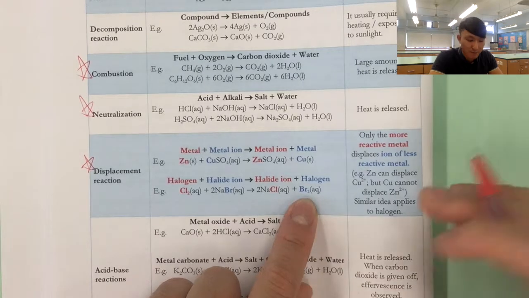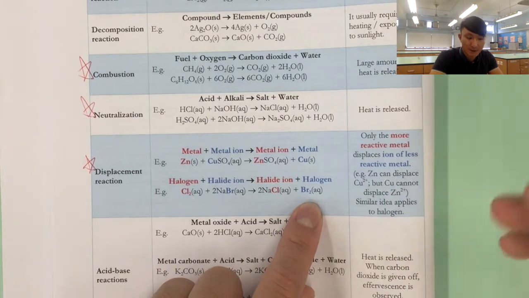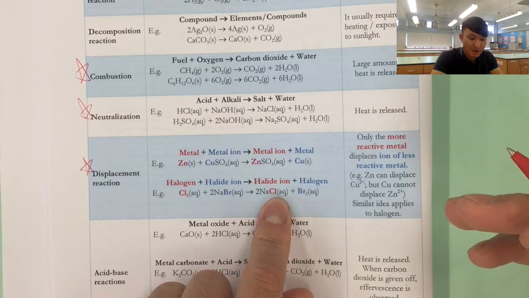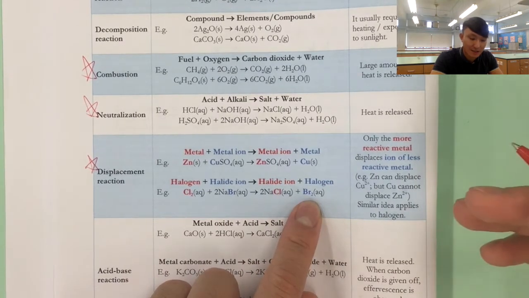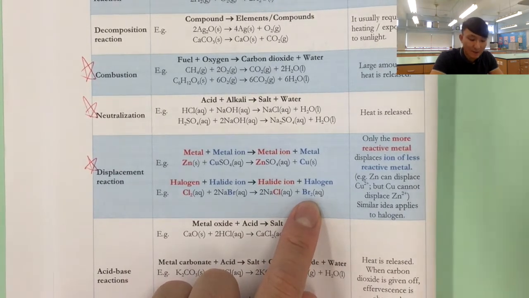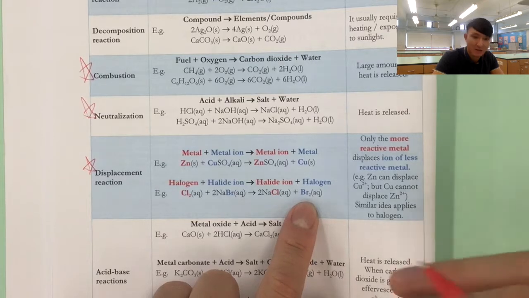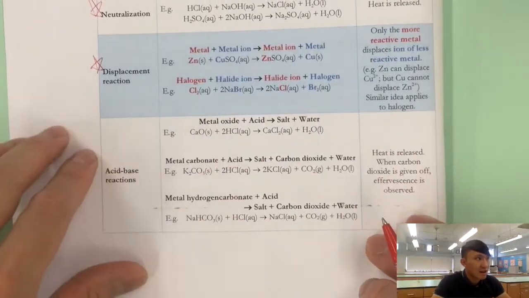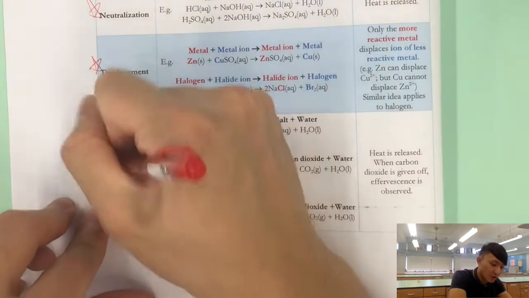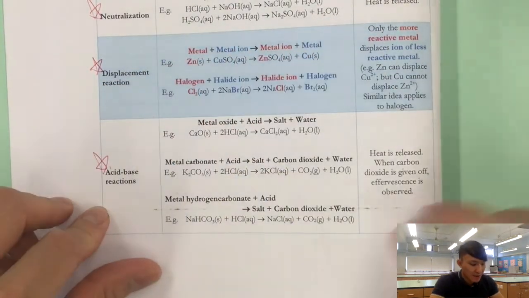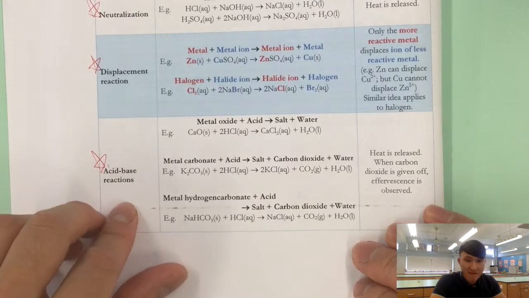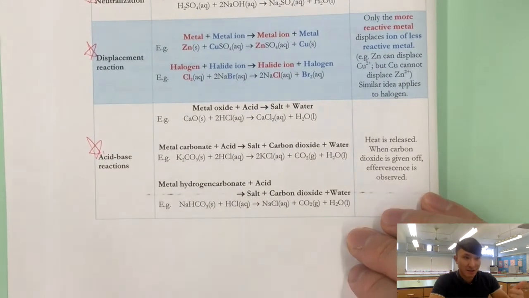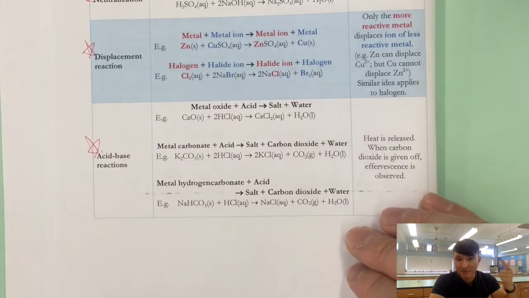Okay. However, bromine is unable to displace chloride. Okay, because bromine is less reactive than chlorine. Okay, that's the idea about displacement reaction. Now down here, these are acid-base reactions, also important. Basically, any reactions with acid besides neutralization, besides acid and metal.